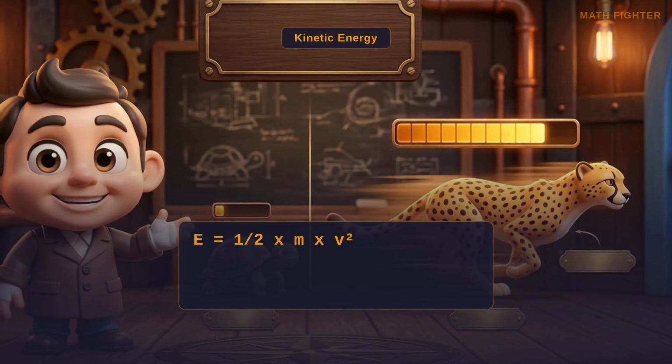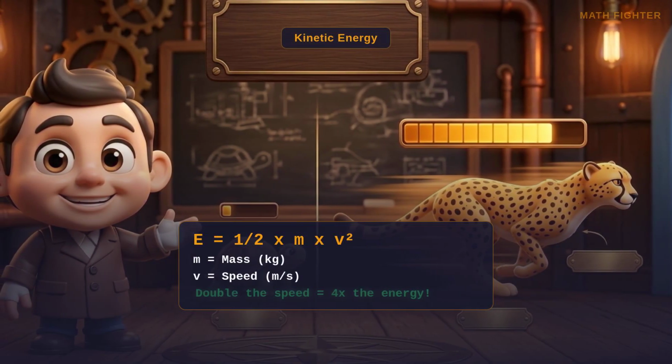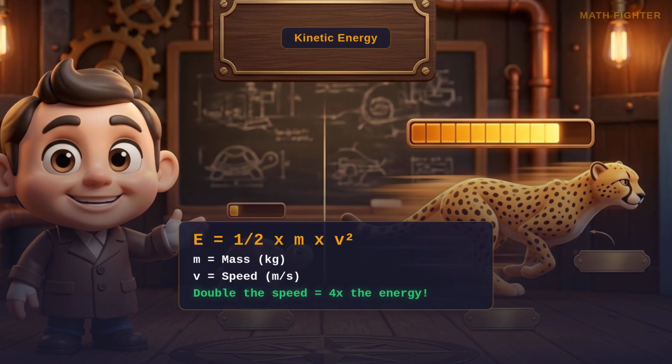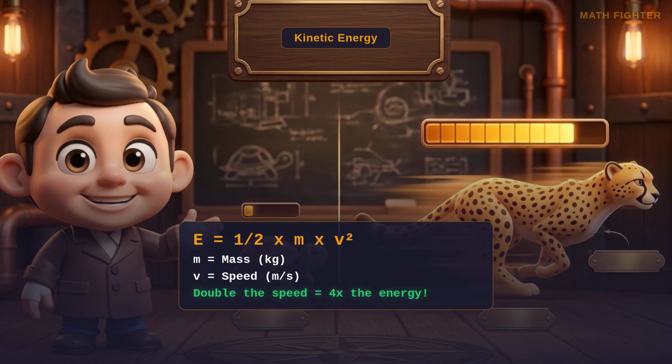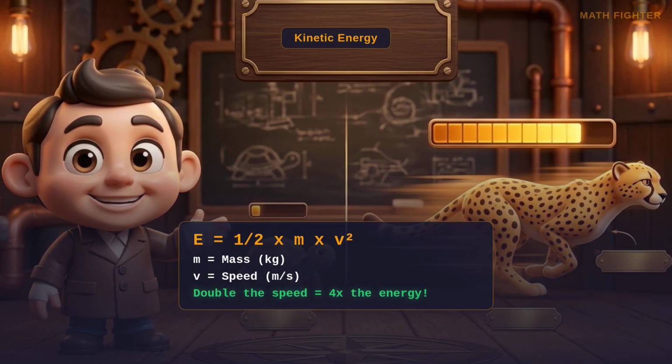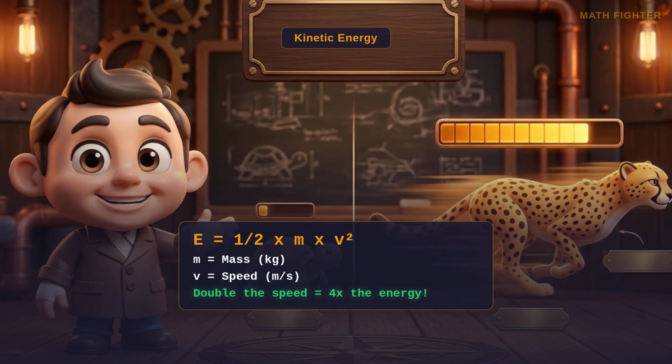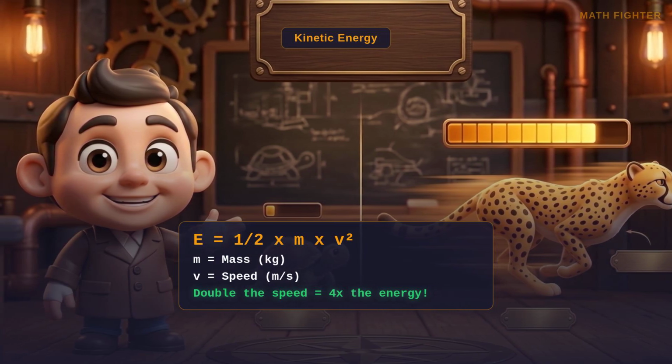Kinetic energy is the energy of movement. The formula is E equals 1/2 times M times V squared. The cool thing? If you double your speed, you get 4 times the energy, because speed is squared. A slow turtle has barely any energy, but a speedy cheetah? Tons of it.